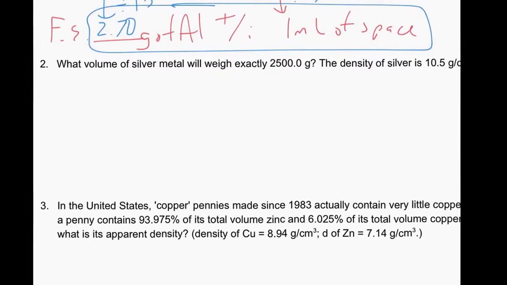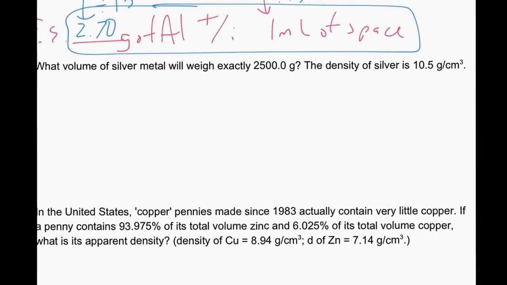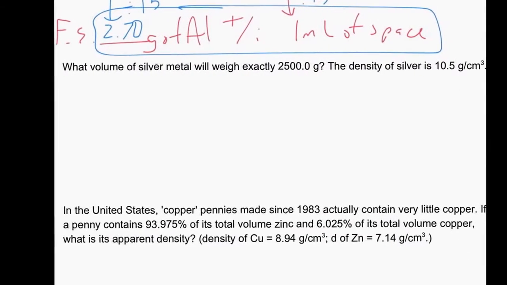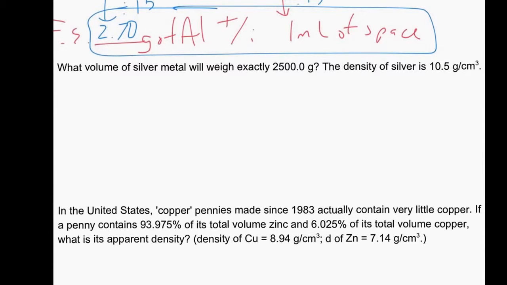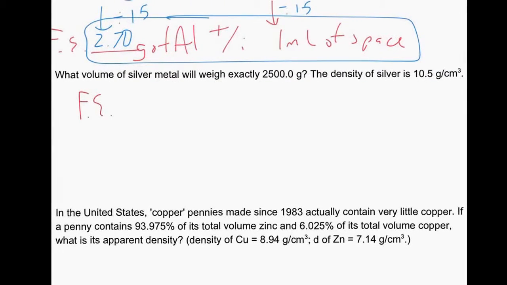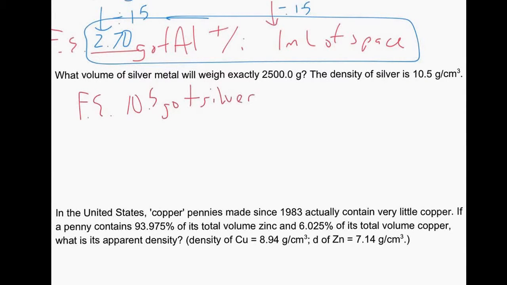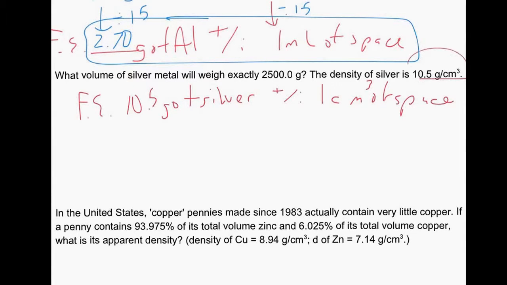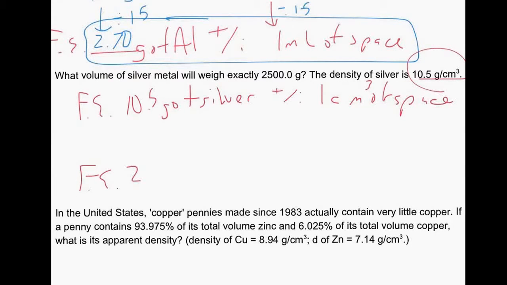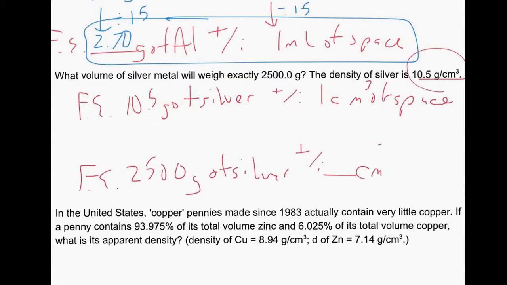What volume of silver metal will weigh exactly 2,500 grams? And they tell us that the density of silver is 10.5 grams per centimeter cubed. So that density tells us for every 10.5 grams of silver, there is 1 centimeter cubed of space. Right? That's what that density tells us right here. And we don't want to know 10.5 grams. We want to know 2,500 grams of silver. There is blank centimeters cubed of space.